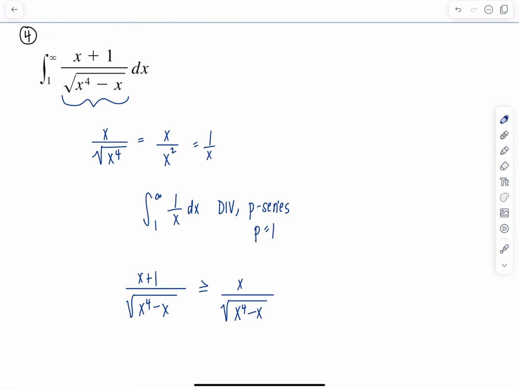Yes, that's true, right? Similarly, I get to play with the denominator. If I get rid of the minus x, that's going to make the denominator larger, which makes the entire expression smaller. This denominator is larger than this denominator. Therefore, this entire expression is smaller than this. And then this simplifies to x over x squared, which is 1 over x.